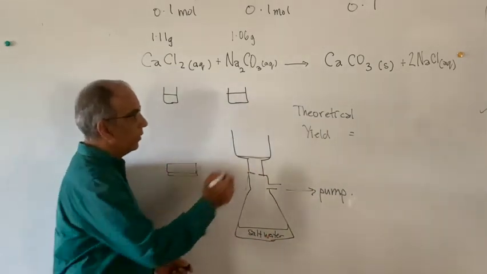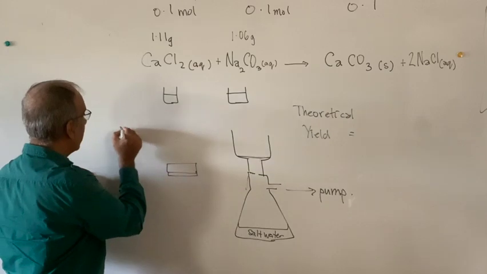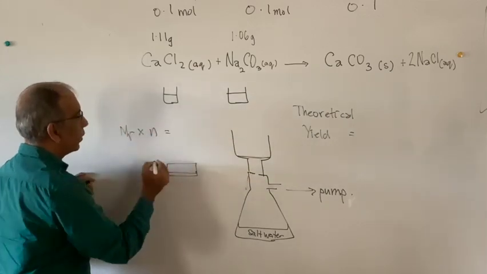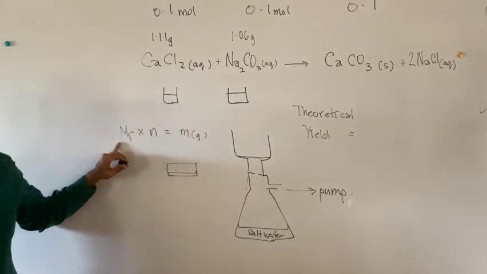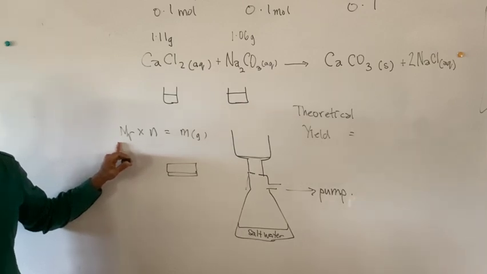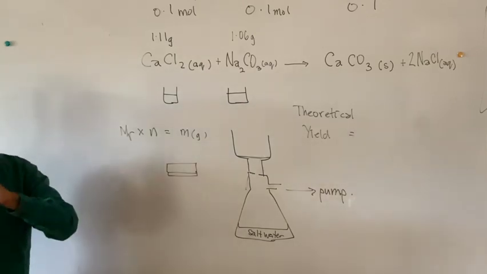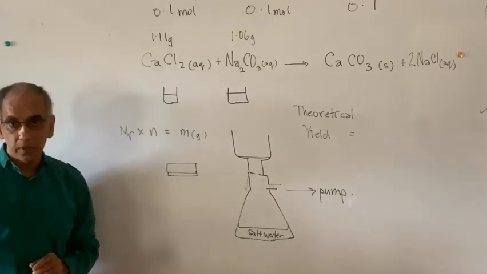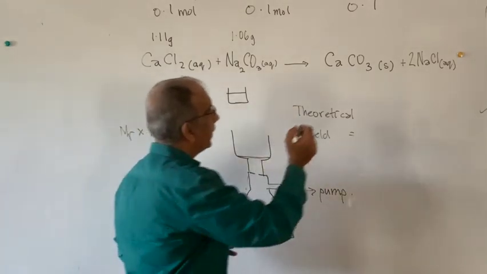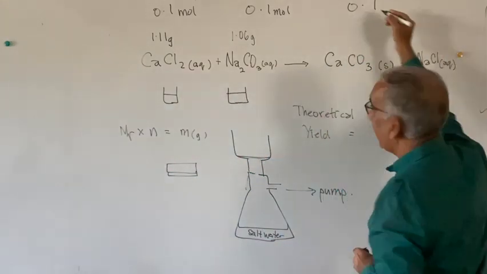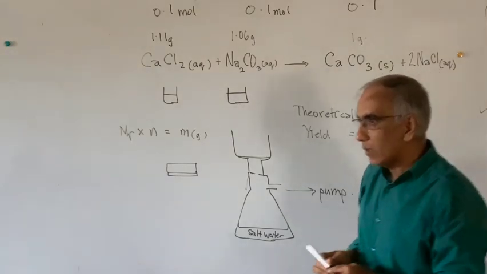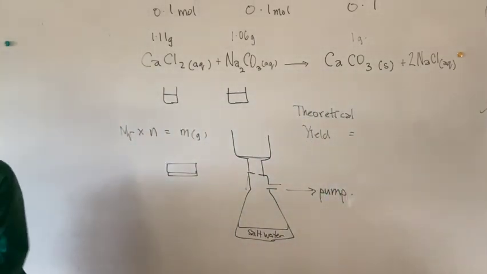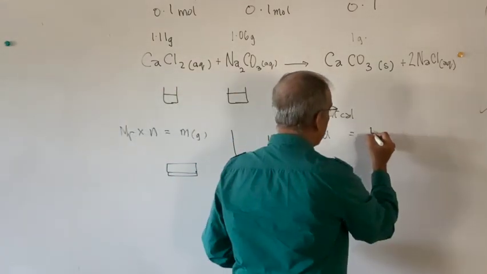Okay? And using that equation over there, we will say that MR multiplied by n, the amount in moles, will give us the mass in grams. MR of calcium carbonate, again I can do that roughly in my head, it's 100. Calcium is 40, carbonate is 60. 12 for carbon and 16 multiplied by 3 for oxygen, 48. 100. So then 100 multiplied by 0.1 will give us approximately 1 gram. So using that 1 gram as the theoretical yield, okay, you write that down.